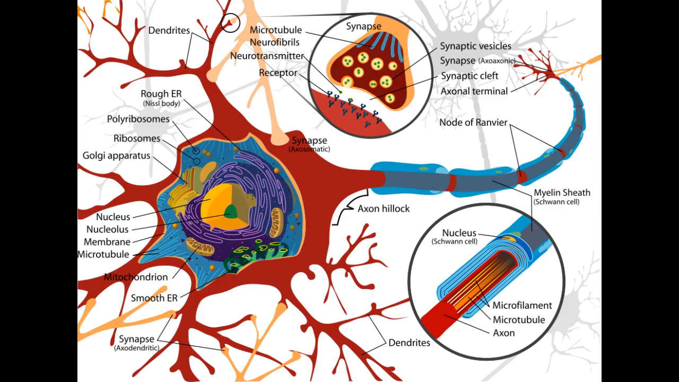And if you see in the lower right, there's a cutaway of the myelin sheath on top of the axon. And you see the axon is inside. You see the nucleus of the Schwann cell. And these help the action potentials to move down all the way.